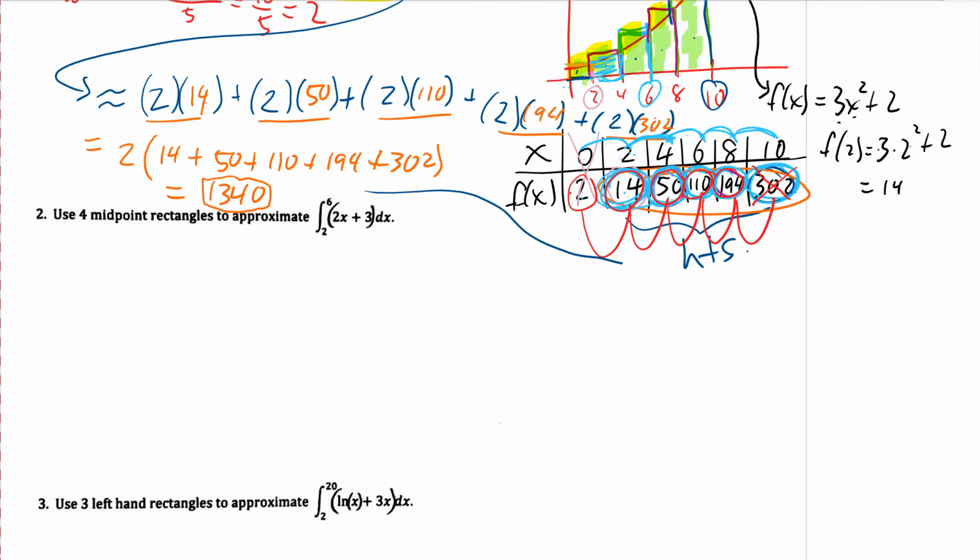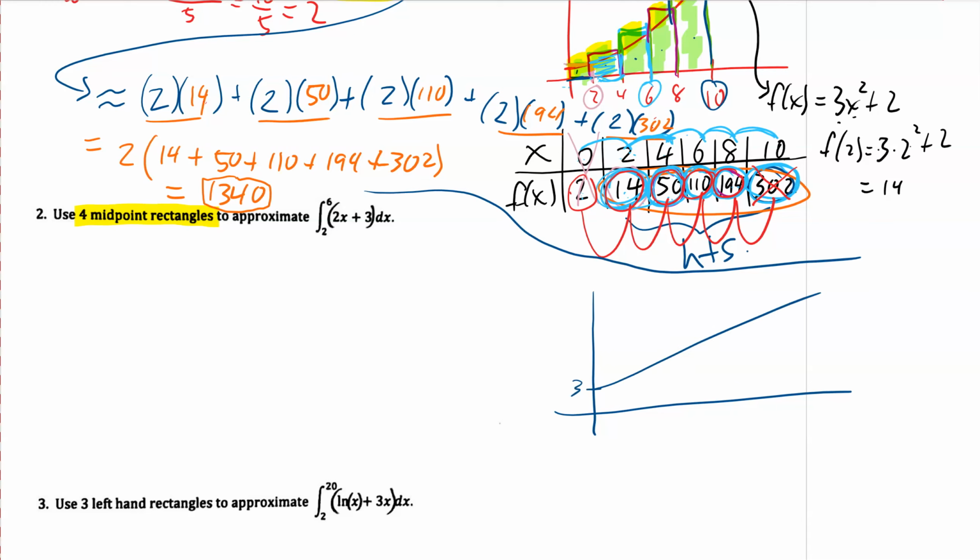All right, continuing where we left off, we are now using 4 midpoint rectangles, it says right here. So what we want to do is maybe get a basic graph going over here. Very basic graph, like don't work too hard. The cross is at 3, so that'd be 3 right there, and it's got a positive slope of 2, so it looks something like that.